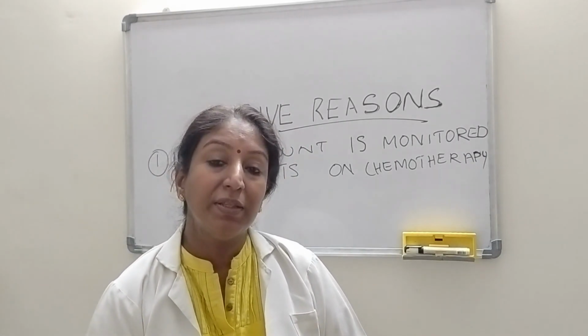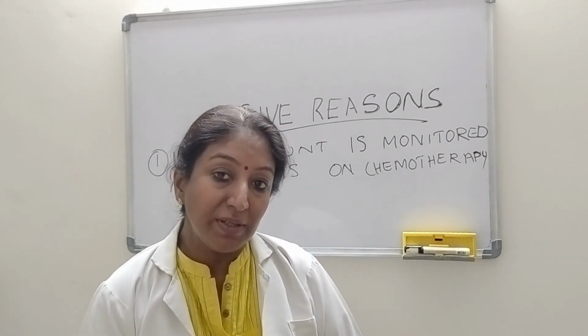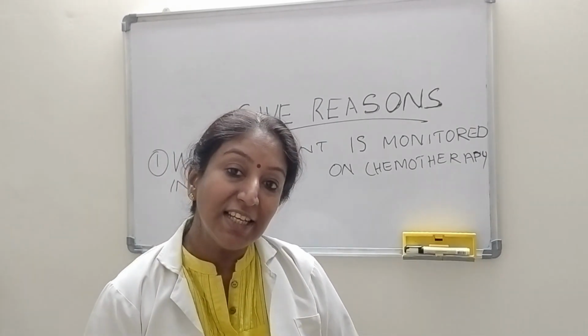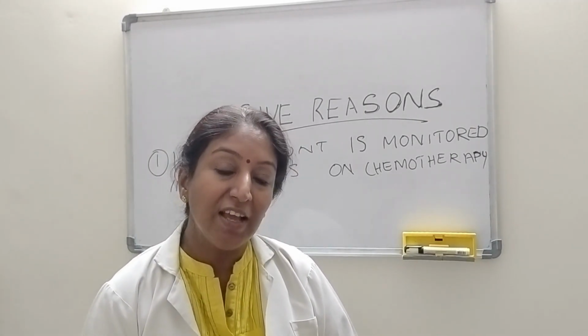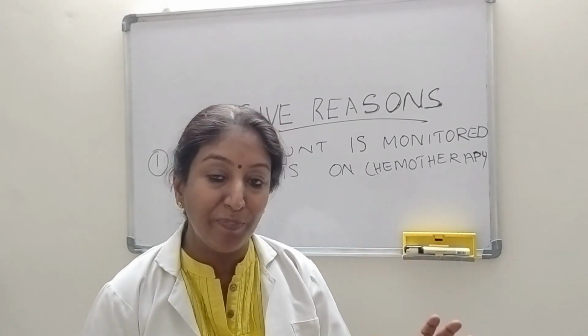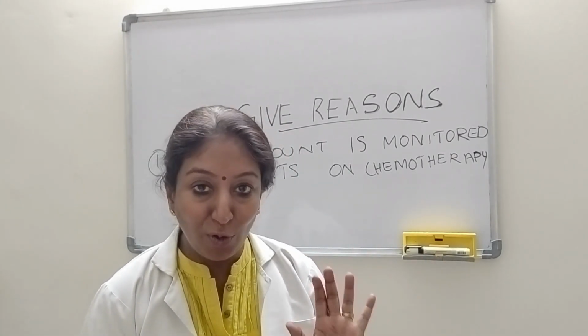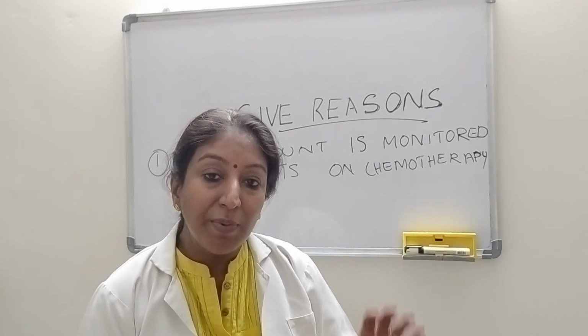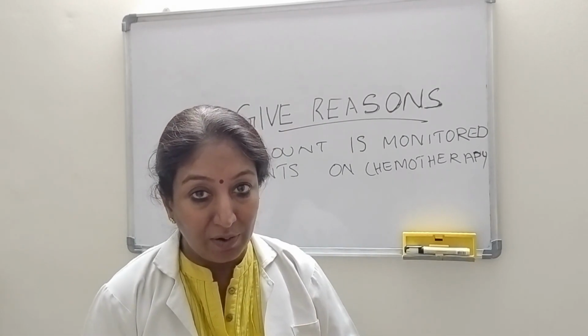So what do you mean by myelosuppressive? Depression in the bone marrow function. As a result of the depression in the bone marrow function, there will be decreased production of RBC, WBC, granulocytes, platelets and all. You might have studied this in the first year. So there will be decreased production of these cell counts.